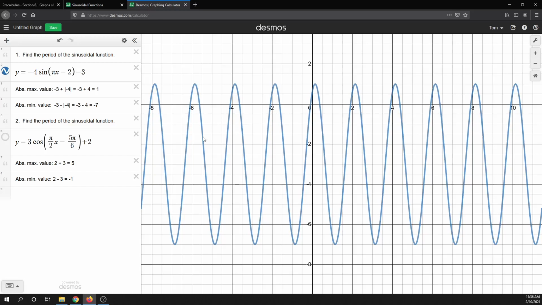All right. So on the first one, this one, y equals negative 4 sine. Oops, I left some stuff in there. Let me clear that out.